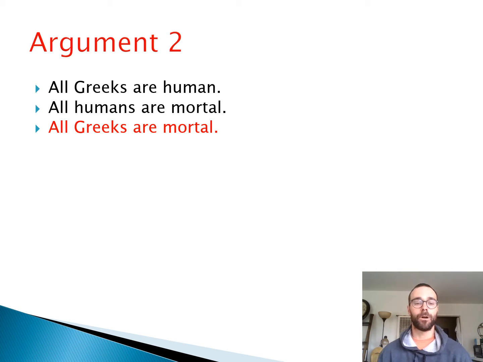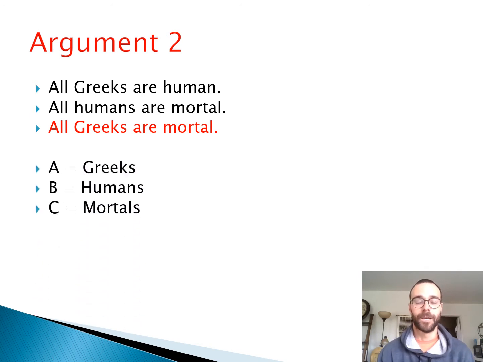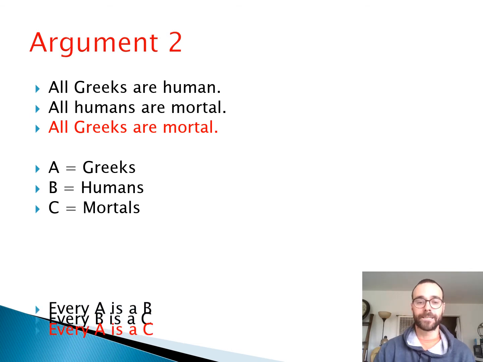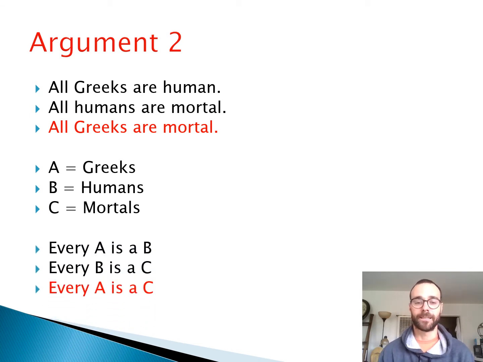All right, so all Greeks are human, all humans are mortal, all Greeks are mortal. Again, we have 3 predicates, Greeks, humans, and mortals here. When we reassign the predicates the letters, we will get in standard form an argument that looks like every A is a B, every B is a C, therefore every A is a C.